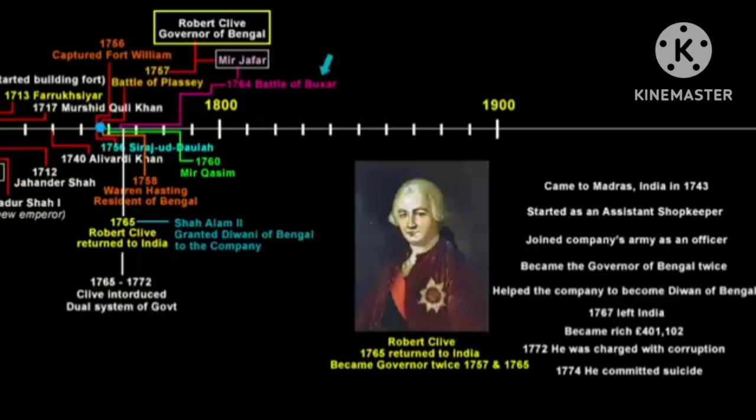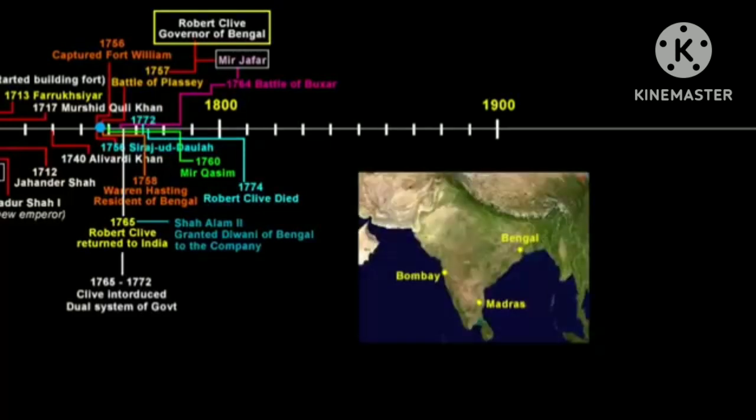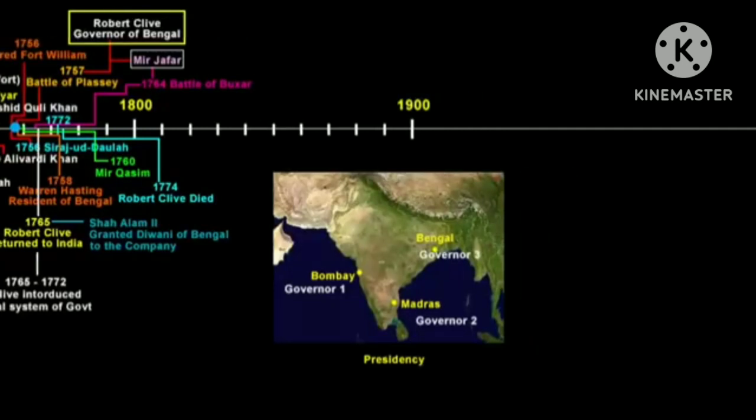Now if you look at the timeline, we are somewhere around 1774. But let's go back to 1772. During this time, the company acquired power not only in Bengal but also in Bombay and Madras. British territories were broadly divided into administrative units called presidencies. There were 3 presidencies: Bengal, Madras, and Bombay. Each was ruled by a governor. Just like Robert Clive was the governor of Bengal, there were governors of Madras and Bombay.